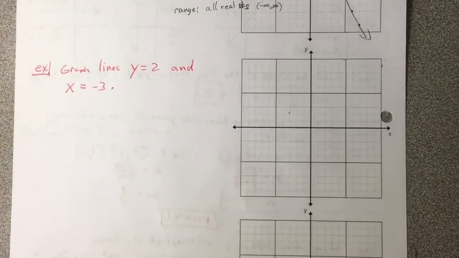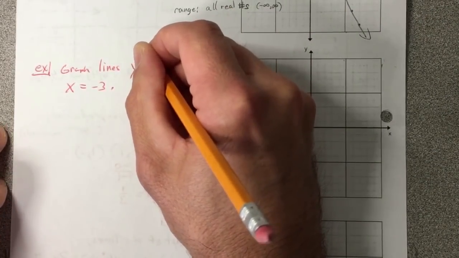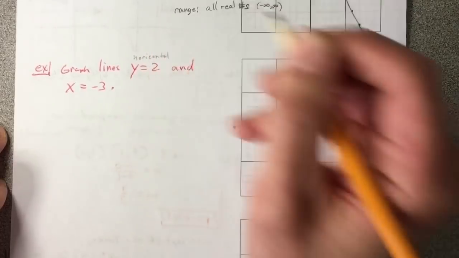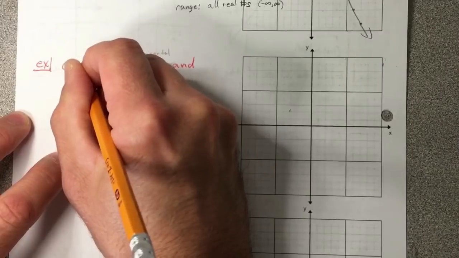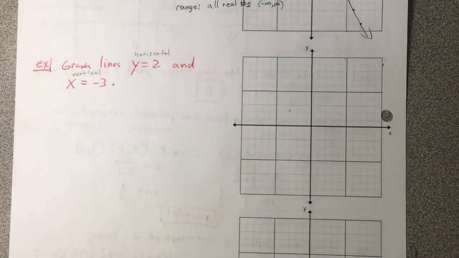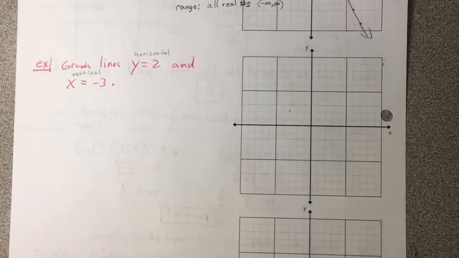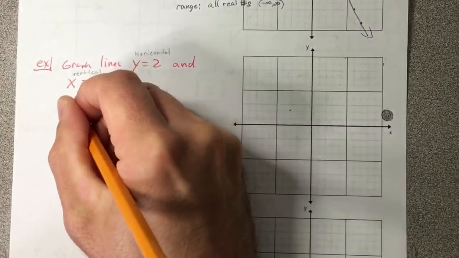Well, here's the thing. A lot of teachers will just tell you simply that y equals 2 is horizontal, and you're just supposed to know that. And then x equals -3, that's going to be vertical. But if that's the only way you learn it, if you're just told which is which, it's really hard to remember. So what I want you to recall, if you forget which one's horizontal and which one's vertical, is to think about making a table.